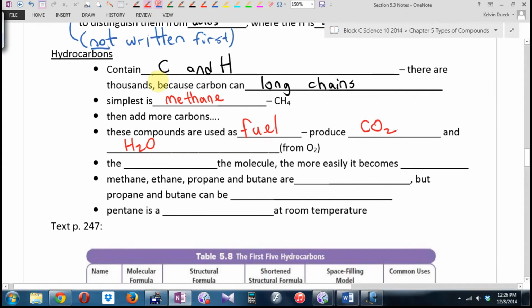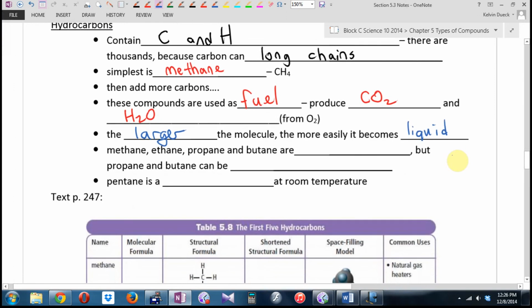Turns out, the larger the molecule, the more easily it becomes liquid. Methane, ethane, propane, and butane are gases, but in particular, propane and butane can be pressurized into a liquid.